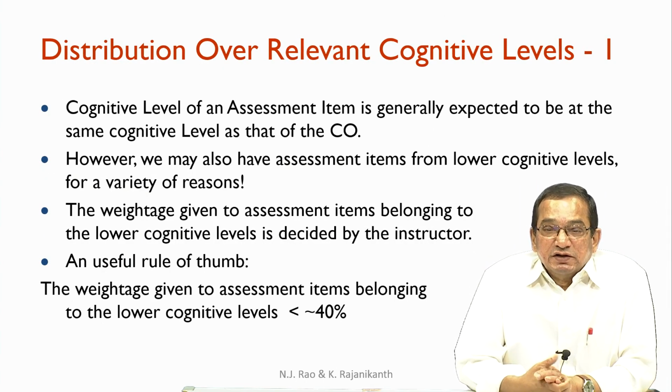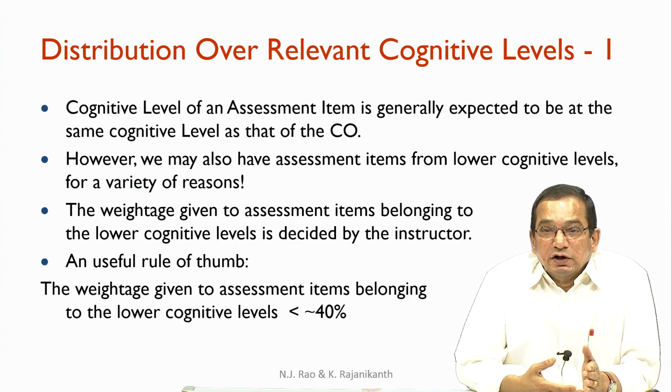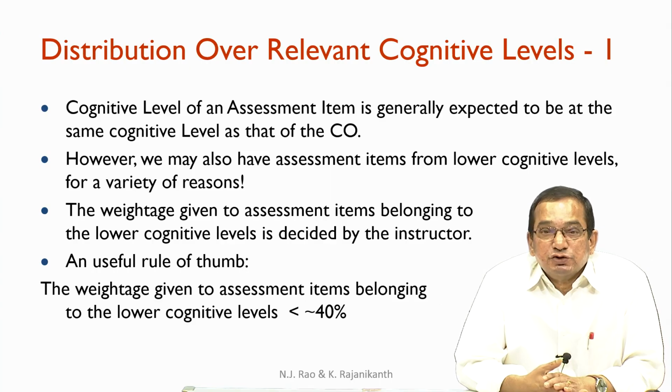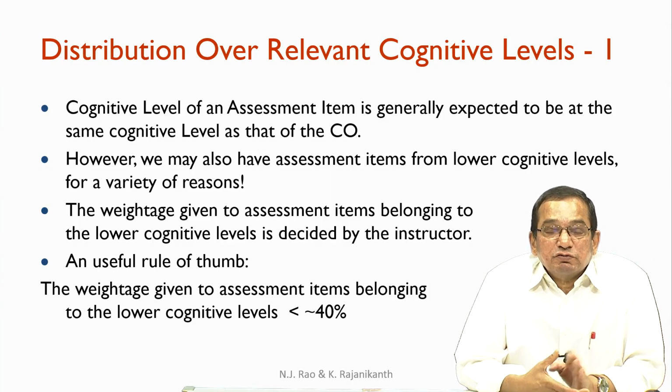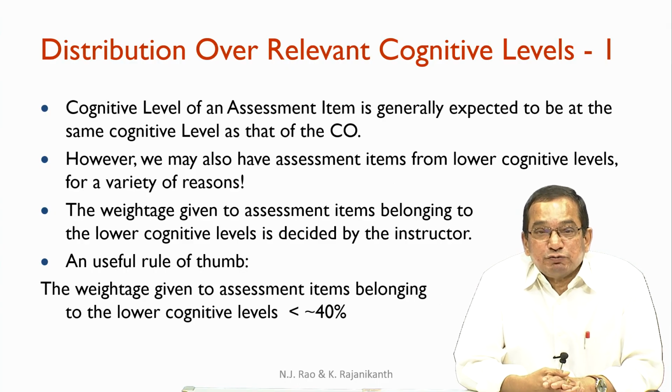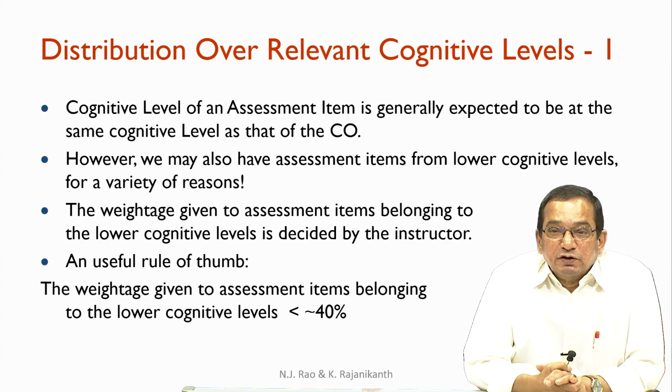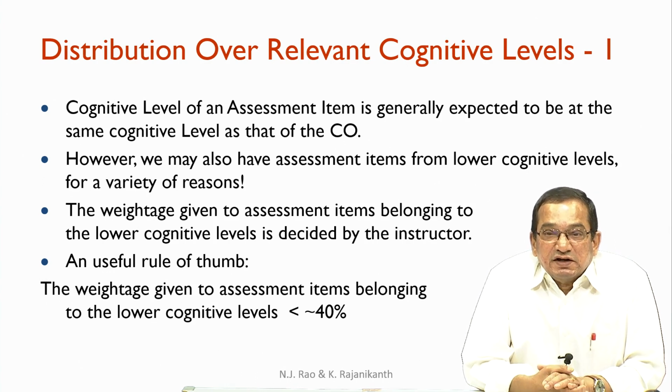The next important aspect: after determining the marks to be allocated to a CO and the assessment instruments over which that CO is to be addressed, the next major issue to be decided is the distribution of marks over relevant cognitive levels. Now, in general, the cognitive level of an assessment item is expected to be at the same level as that of the CO. If the CO is at analyze level, it is expected that the assessment item is also at the analyze level. If the CO is at apply level, the assessment item also should be at apply level.